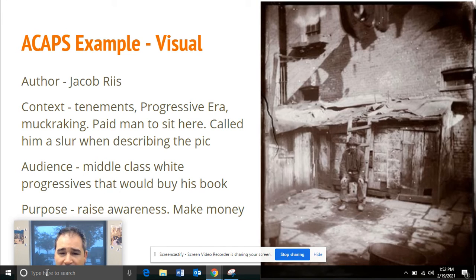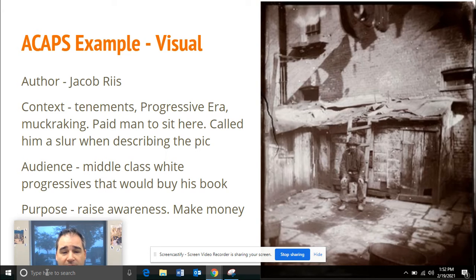Specific context is that he paid this man to sit here, 10 cents. So that might change the meaning of the picture a little bit. He also refers to the man in a derogatory slur when he's describing the picture later. So we know he doesn't really approve of this guy. So all of that is going to be part of that context. When we look at the audience, it's middle-class white progressives that are going to potentially buy his book. So he's trying to get people to buy that book while also raising awareness.